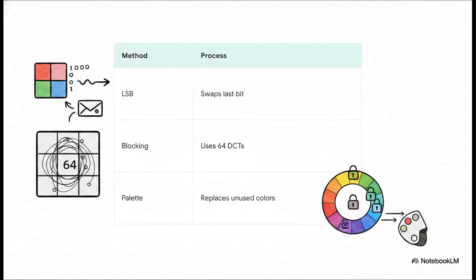Now, when we look at image steganography, things get pretty deep into the technical weeds. There are three highly effective methods to know about. First is least significant bit, or LSB substitution. This literally iterates through image pixels, extracts the alpha, red, green, and blue hex values, and then swaps out the very last, least significant bit of that color data with the binary data of the secret message.